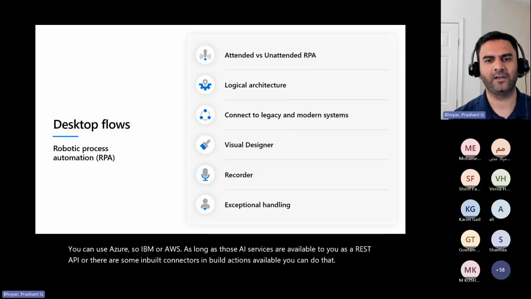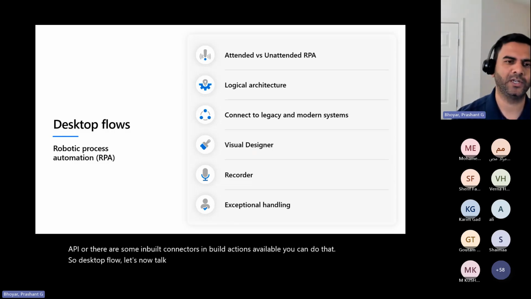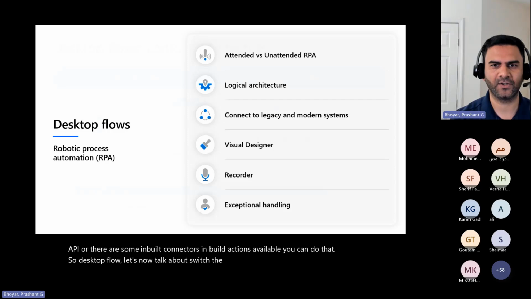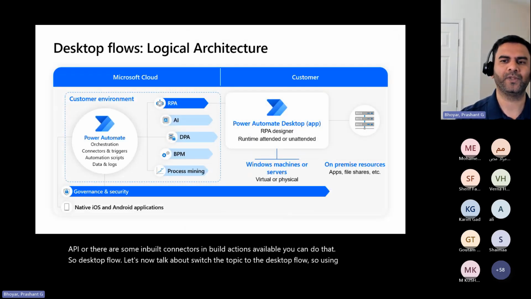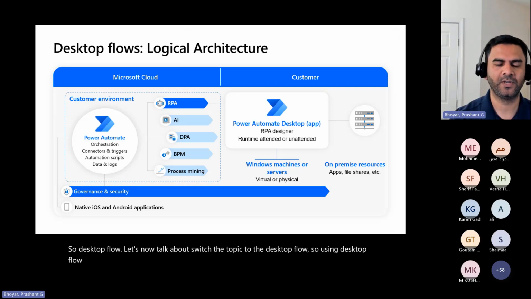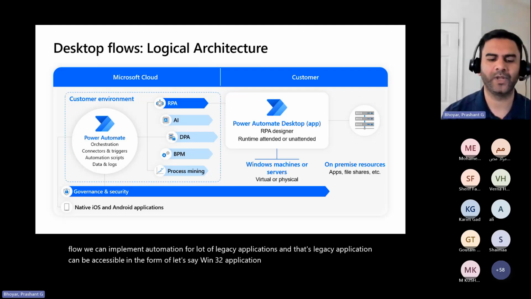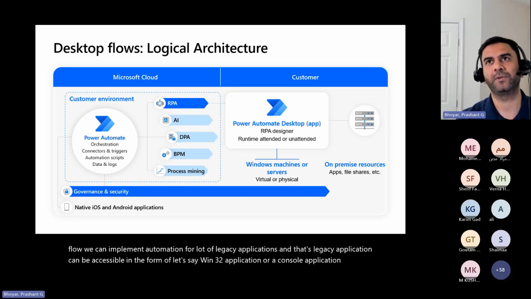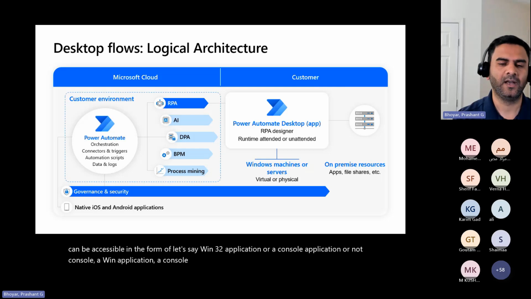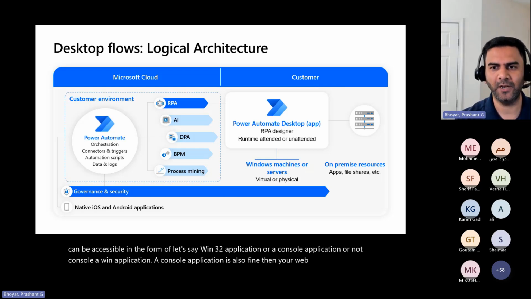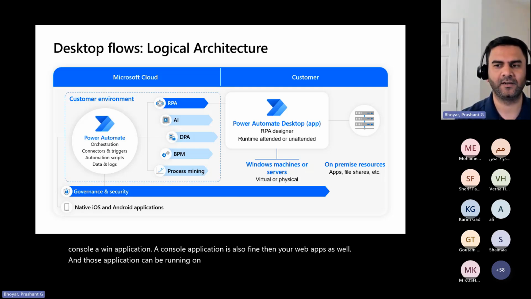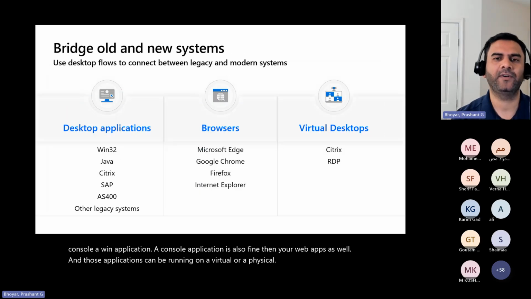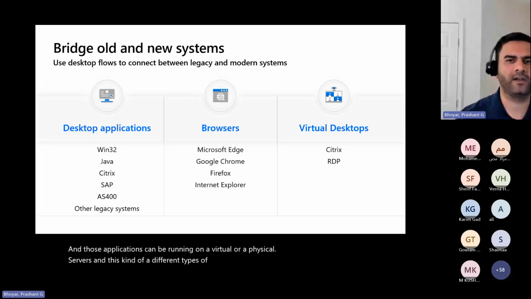So desktop flow. Let's now switch the topic to the desktop flow. Using desktop flow, we can implement automation for a lot of legacy applications, and that legacy application can be accessible in the form of, let's say, a Win32 application, or a console application. A console application is also fine. Then your web apps as well. And those applications can be running on virtual or physical servers. And these different types of legacy applications we can use for desktop flows.